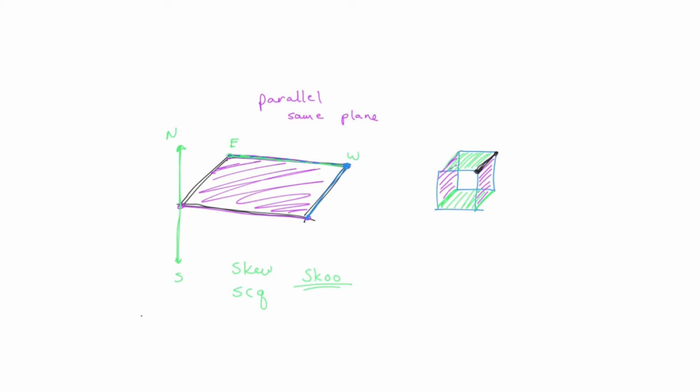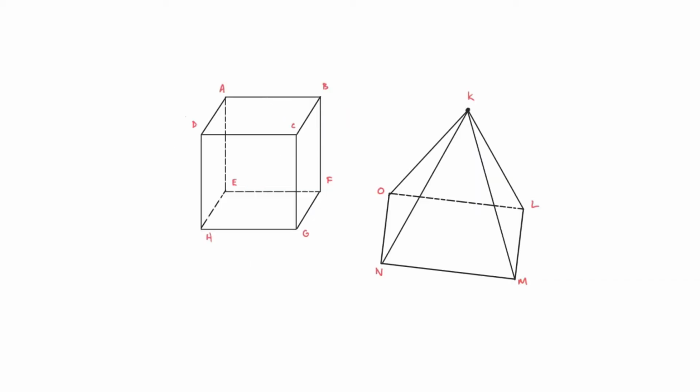Now let's look at a couple examples, if they were to give us cubes. So let's look at lines here, and maybe we'll look at an example of skew being this line here, and maybe this line here.